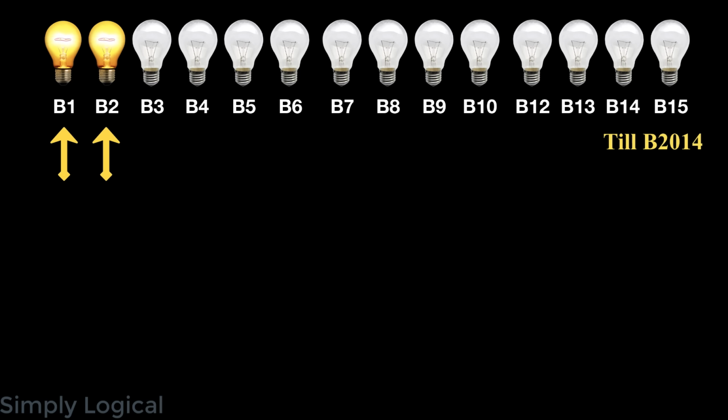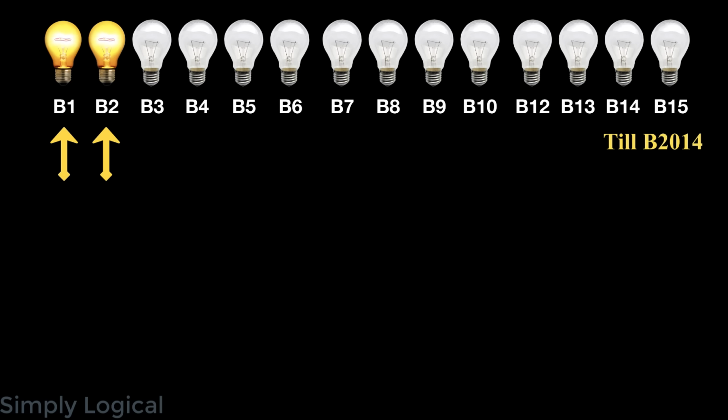The two light bulbs which are in the on state, as mentioned in the puzzle, have positions that are not given. So we assume that they are adjacent, and when we name the bulbs, we start from this particular point. For example, we start naming the bulbs from the bulbs which are in the on state. Here B1 and B2 will be in the on state. From B3 till B2014, they will be in the off state.